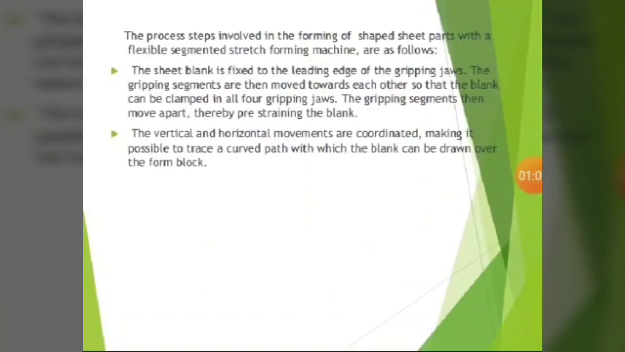The process steps involved in the forming of shaped sheet patterns with a flexible segmented stretch forming machine are as follows. The sheet blank is fixed to the leading edge of the gripping jaws. The gripping segments are then moved towards each other so that the blank can be clamped in all 4 gripping jaws. The gripping segments then move apart, thereby pre-straining the blank. The vertical and horizontal movements are coordinated, making it possible to trace a curved path with which the blank can be drawn over the form block.